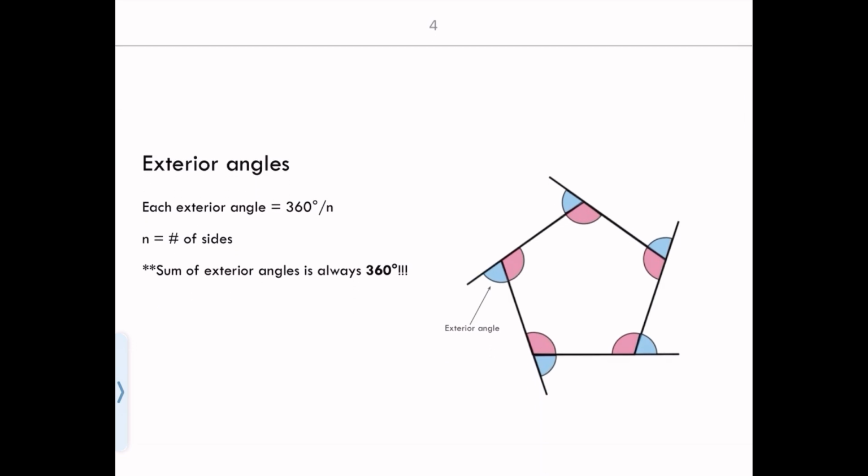Moving on to exterior angles, the most important thing to remember is that the sum of exterior angles is always 360 degrees, no matter how many sides the regular pentagon has. So to find the measure of each exterior angle, we just do 360 divided by the number of sides. And here's just a diagram to show you where the exterior angle is.